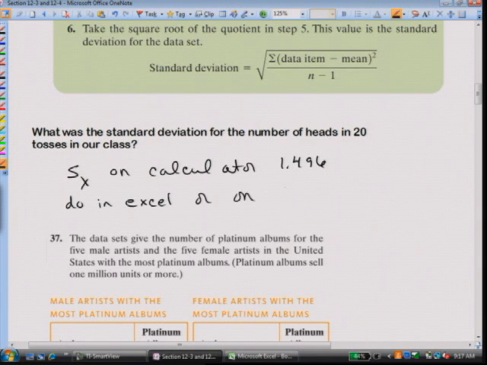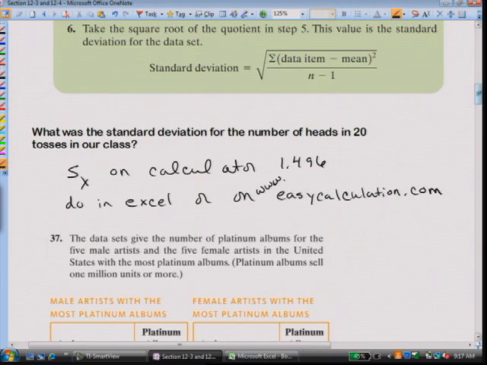So you can also do it in Excel or on Easy Calc. Easy calculation.com. So it was www. Okay? I spelled that wrong.